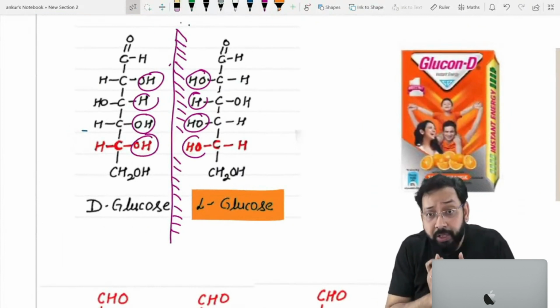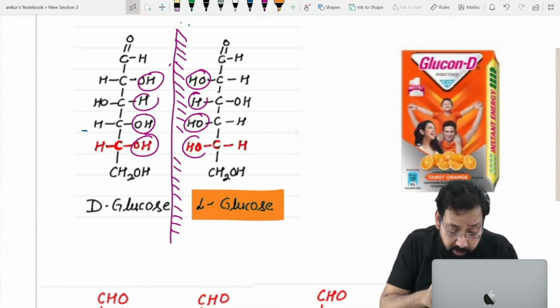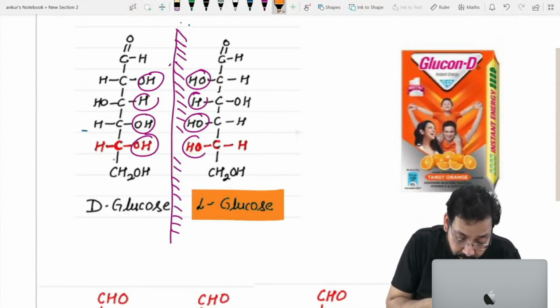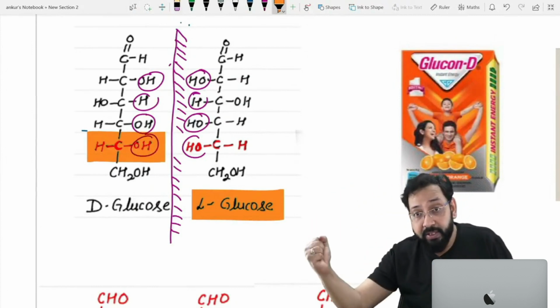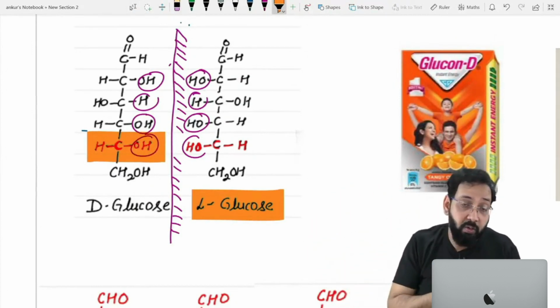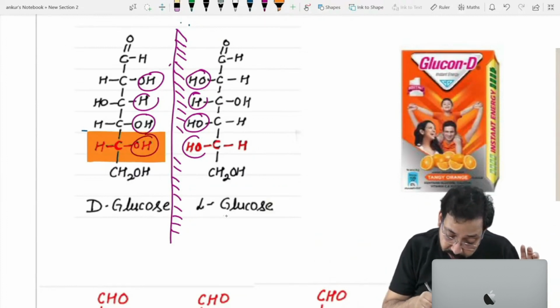But we defined capital D and capital L on the basis of C5. At C5, if OH is on the right side, it is capital D glucose; on the left side, capital L glucose. So I change the color.